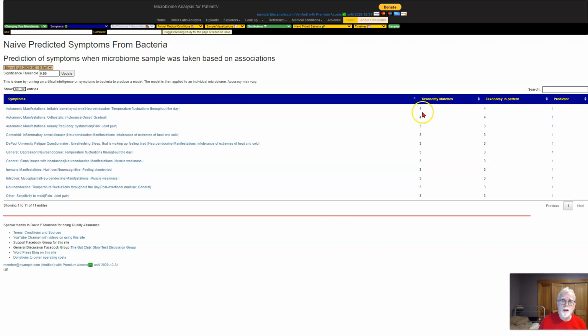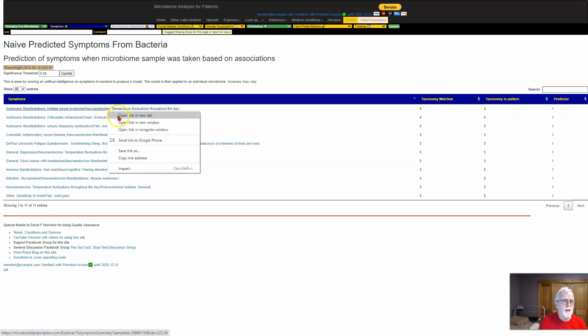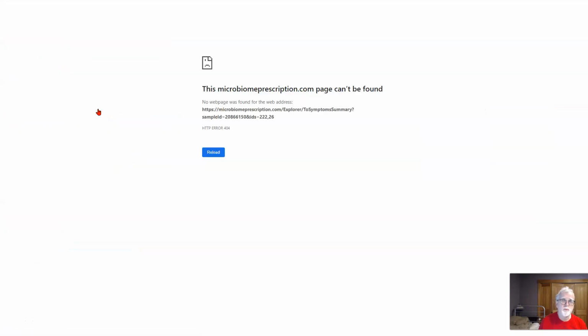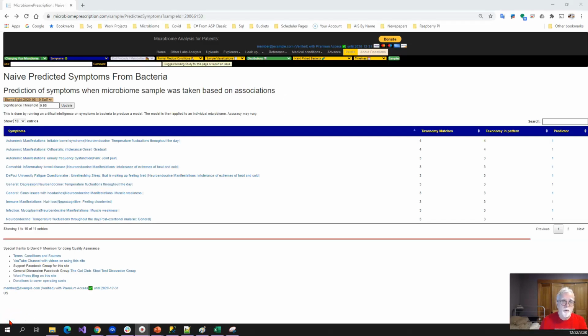The number of matches which we find have a strong relationship are here, and the number of matches to pathogens here. Sometimes if you go in here and click on one of these, broken page. Sorry about that. I'll get that page fixed in the next day or two. There are a lot of pages and a lot of links, and occasionally things go wrong.